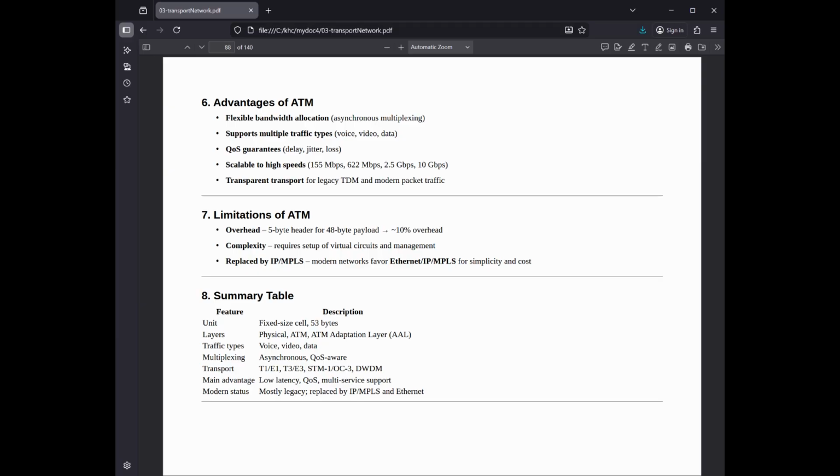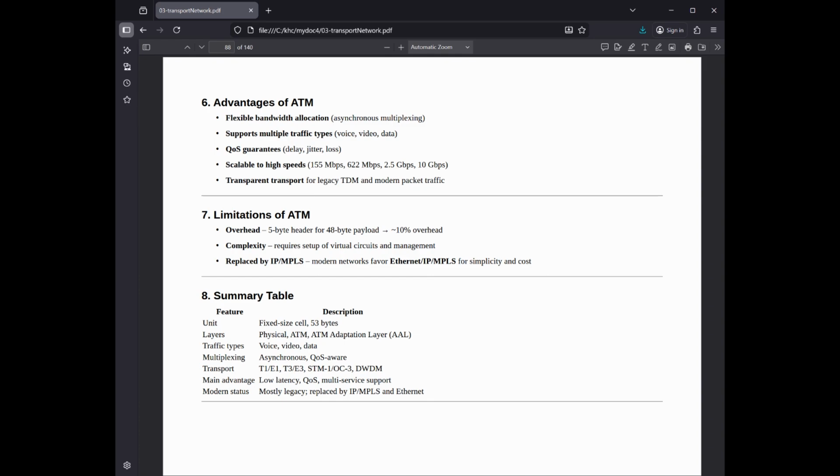Overtaken by IP/Ethernet: as Ethernet speeds increased, 1 Gbps, 10 Gbps, and beyond, and MPLS, multi-protocol label switching, was developed, the need for ATM's complex cell switching diminished. Summary: ATM was a visionary technology that attempted to unify all forms of communication into a single, high-speed, cell-based system. While it has largely been replaced in the last mile and core networks by IP and Ethernet, its concepts of virtual circuits and quality of service paved the way for modern networking protocols like MPLS.